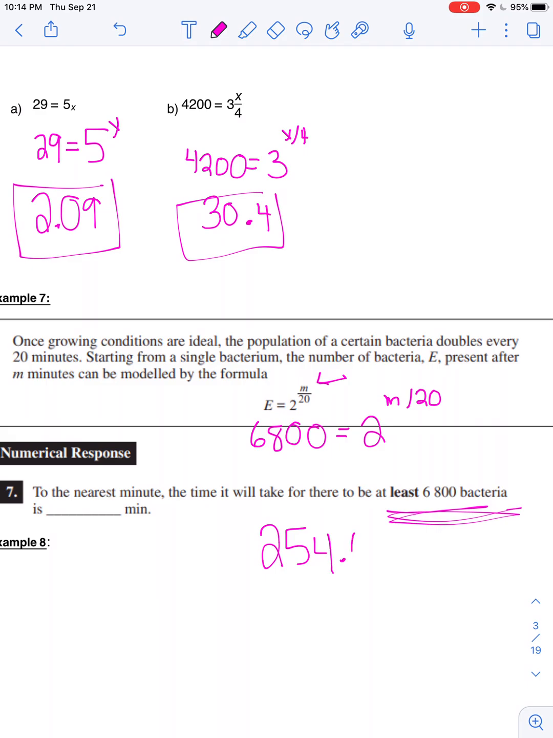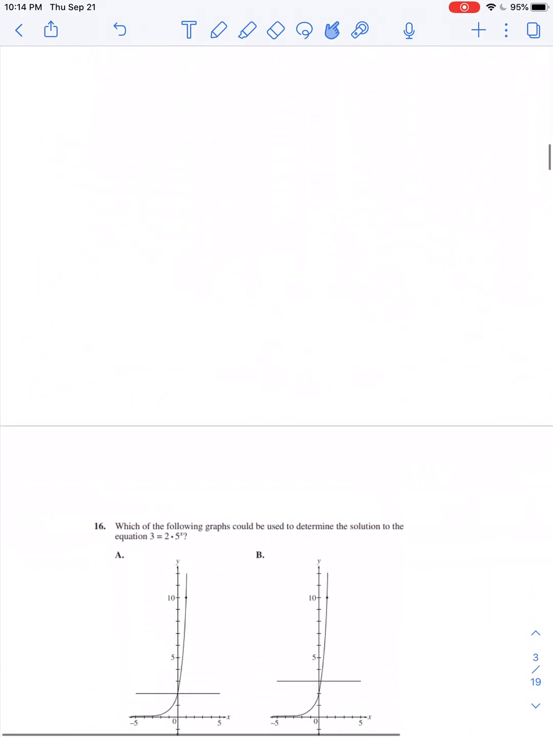So remember, this is one of those ones where you do need to pay attention to that "at least." So if we round down, we wouldn't have enough bacteria, so we do need to round up to 255 minutes. Okay, last diploma question.